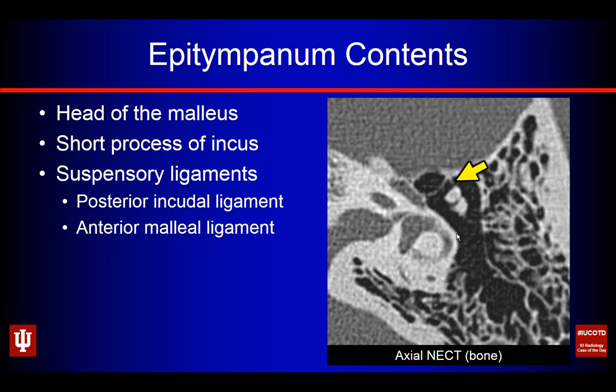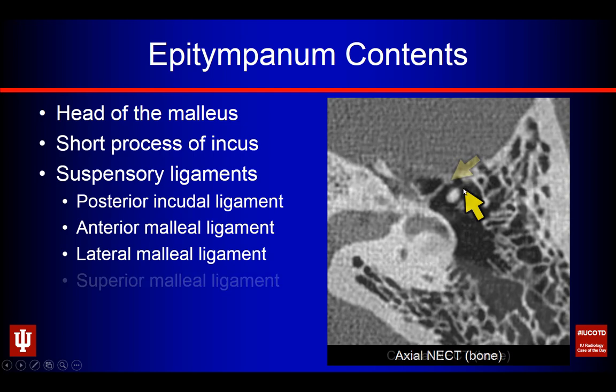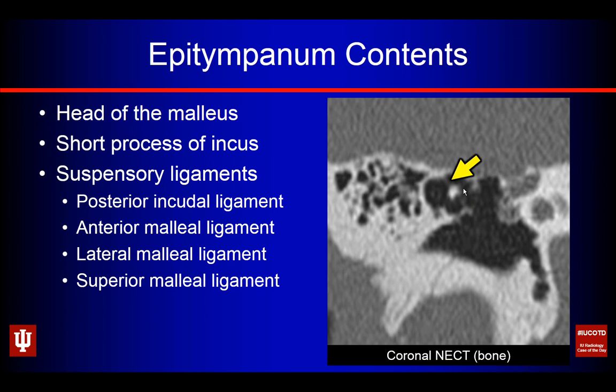This is an axial CT image on the contralateral side, where I'm showing you the anterior malleal ligament. So heading from the head of the malleus anterior to the tegmen is the anterior malleal ligament. You also have a lateral malleal ligament that extends out laterally. Again, almost imperceptibly. These are teeny tiny structures. And then on the coronal image, we can see a superior malleal ligament that attaches to the head of the malleus, taking it up and sort of suspending it from the tegmen above.